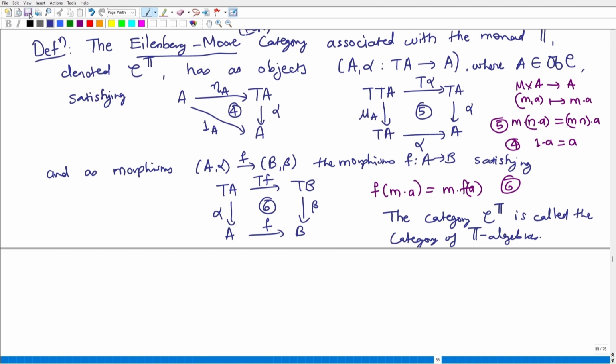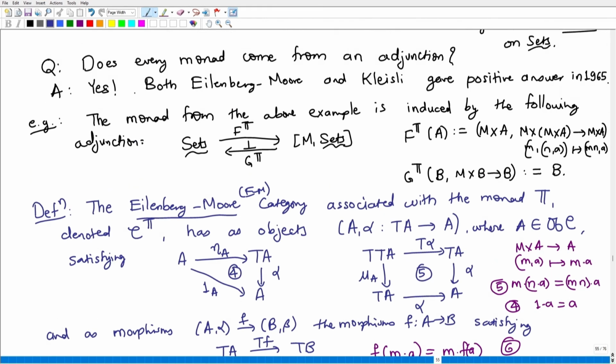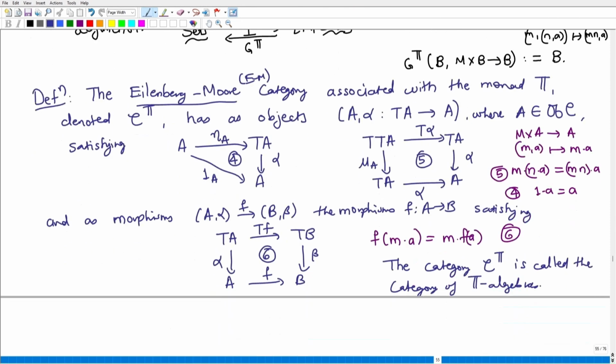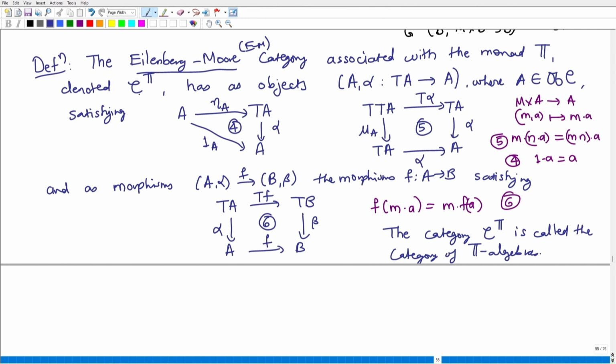Okay, now our answer is not yet done. Yeah, I mean this is just Eilenberg and Moore's construction. But what was the question? Does every monad come from an adjunction? Now we still have to describe some adjunction, so put on your thinking caps and tell me how we can define some kind of adjunction.